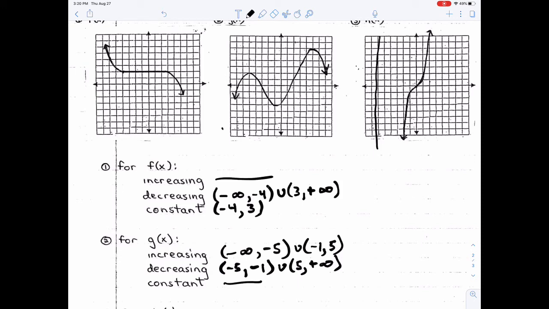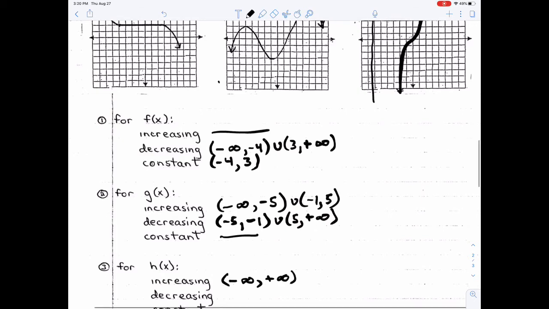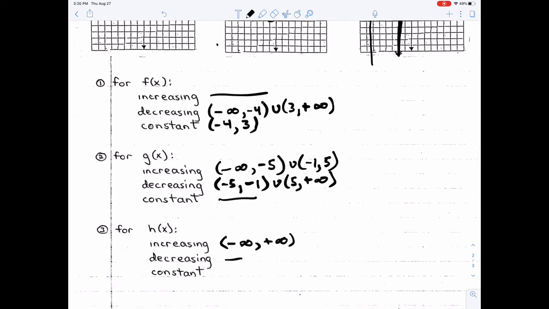Again, you want to use moving your pencil across it. Yes, it is. Is the graph going up or down? Don't look at the arrow. The graph is going up. The graph is still going up. The graph is still going up. Has it ever flattened out or turned around and gone down? No. So number 3, the graph is increasing from negative infinity to positive infinity. Okay? It has no decreasing or constant interval.